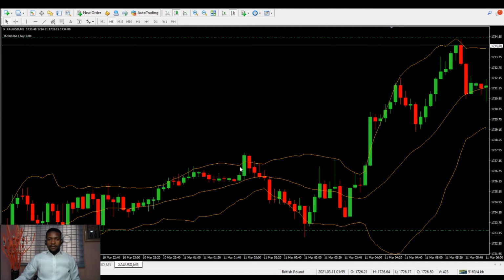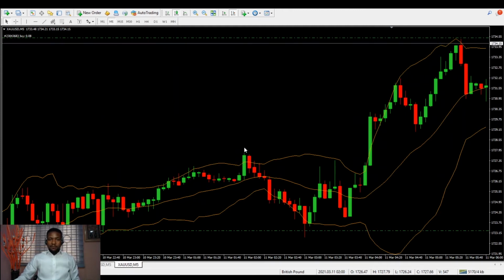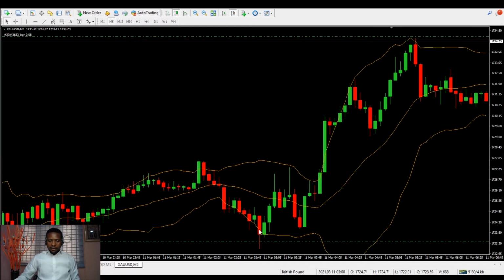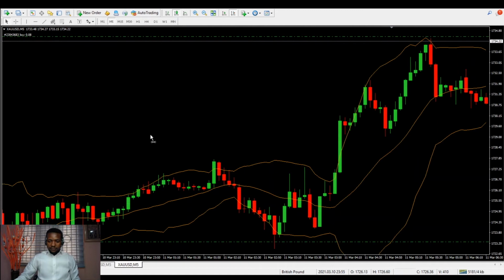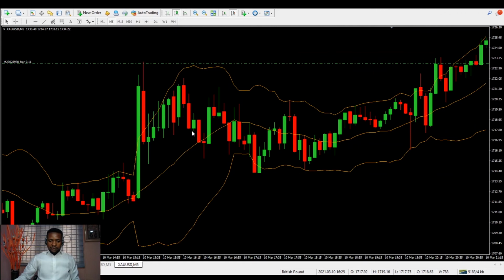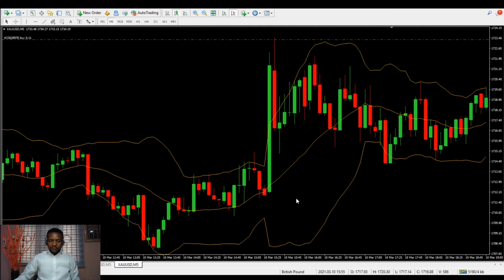So what are you waiting for? You wait for the price to come outside of the band, and you wait for the next candle that will close inside the band. Once you see a candle closing inside the band, that is a possible change of trend. So that is trading the bounce. It happened here as well. So if you go back in time, you will see several places where it has happened. As you can see, price came down, closed outside the lower band. The next candle closed inside the lower band, and price went up.